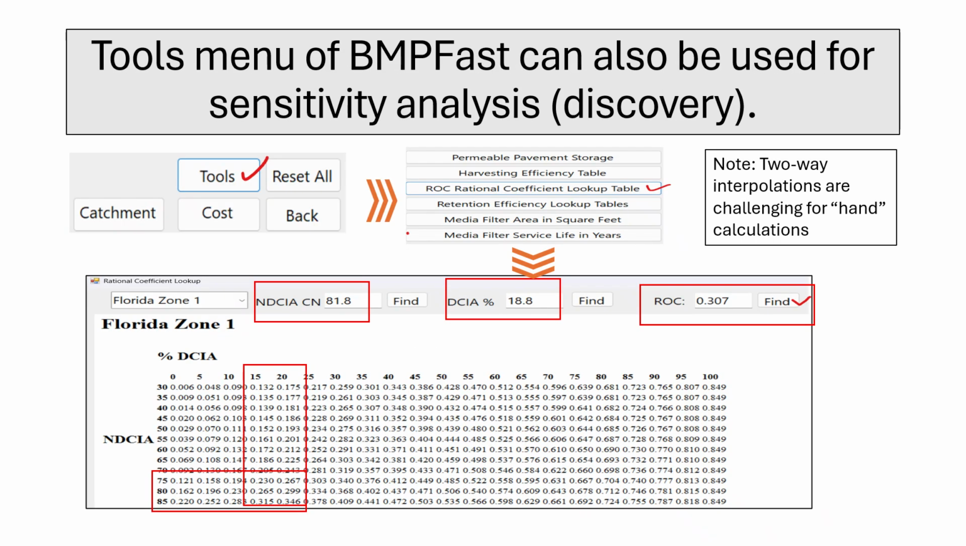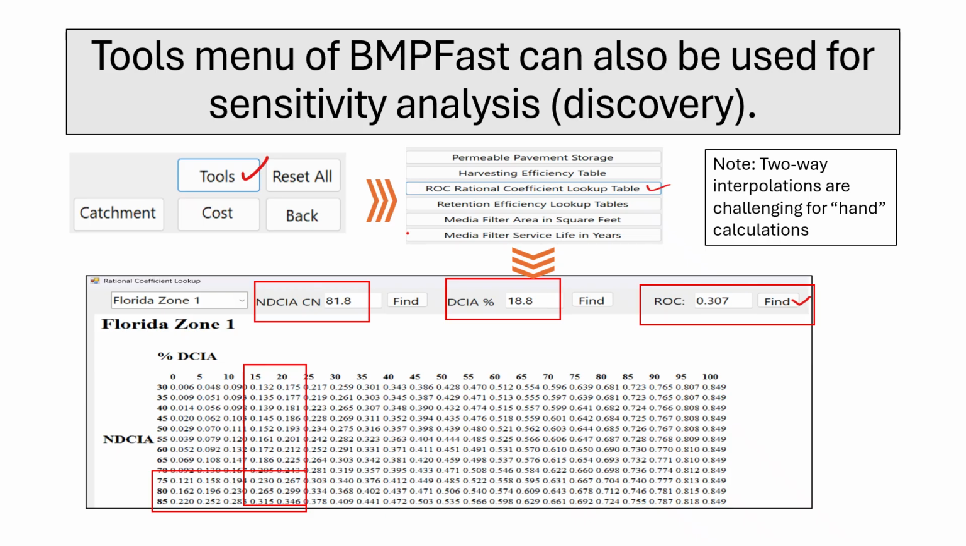The Tools menu within BMPFast offers powerful capabilities for sensitivity analysis, which we can think of as a discovery process. When you utilize this feature, BMPFast generates a complete table of runoff coefficient, or ROC, values specific to the rain zone, and presents them as a function of the curve number, or CN, and the directly connected impervious area, or DCIA values. This discovery tool is incredibly useful for examining how changes to your input data will affect your results.